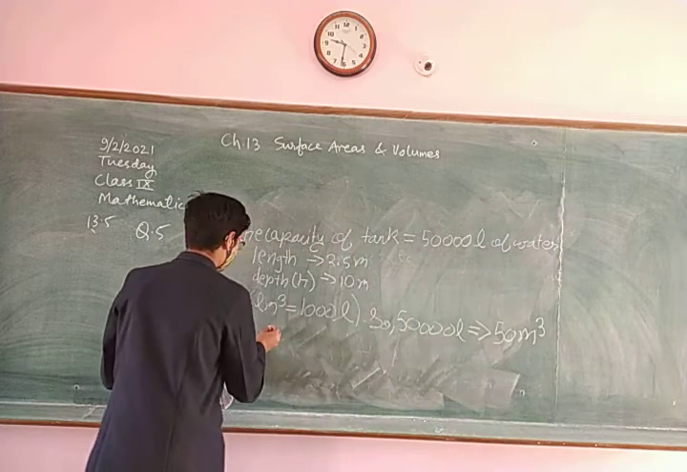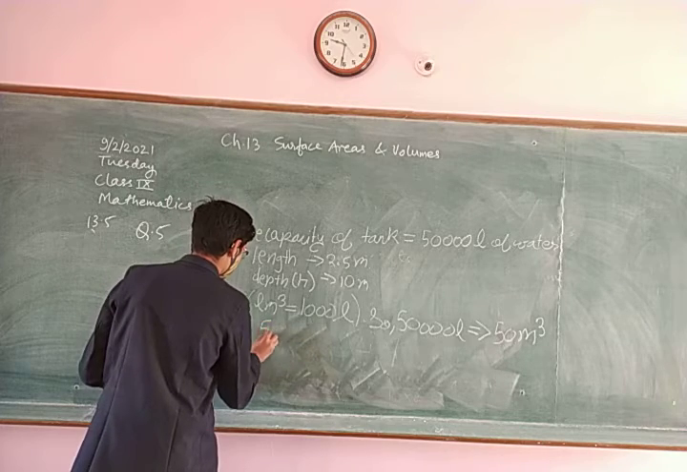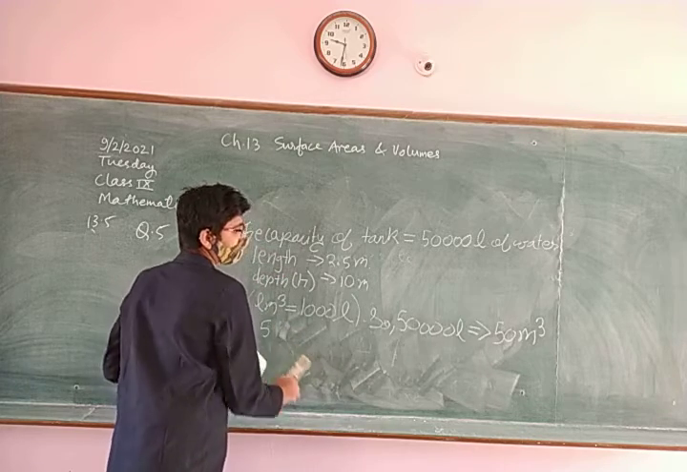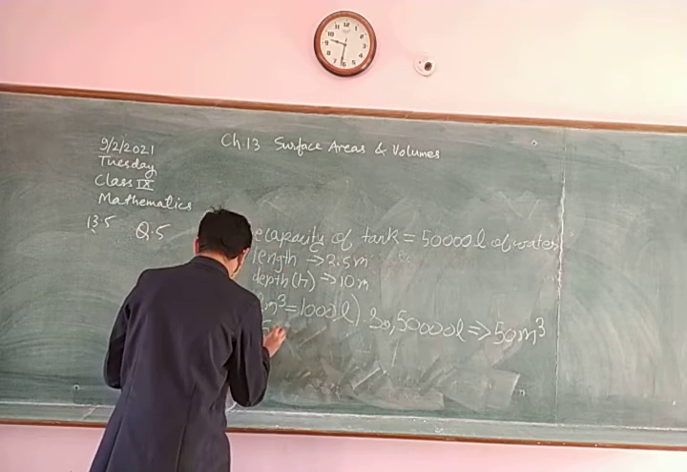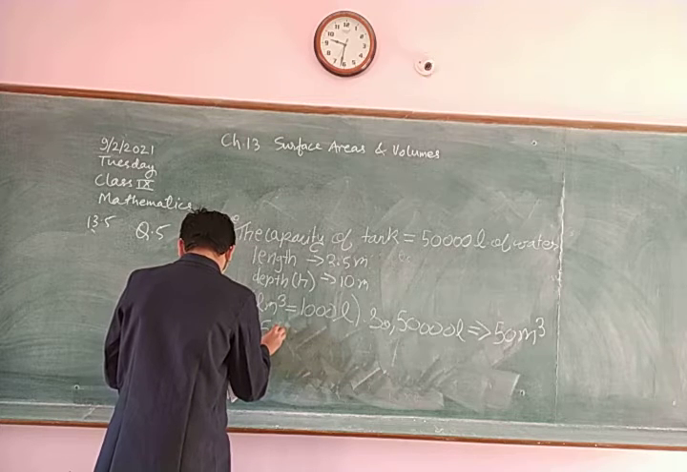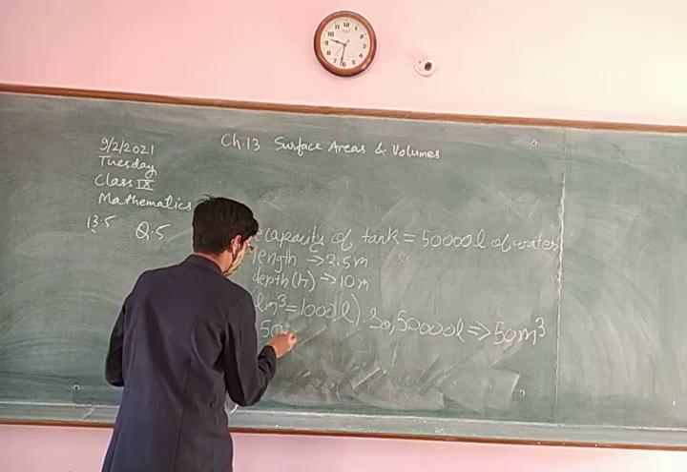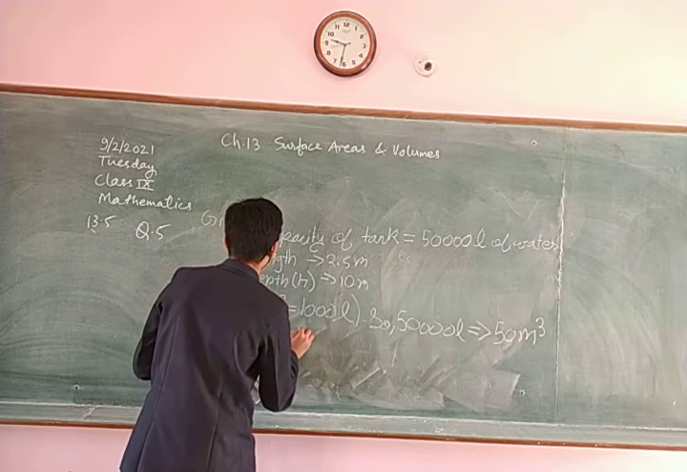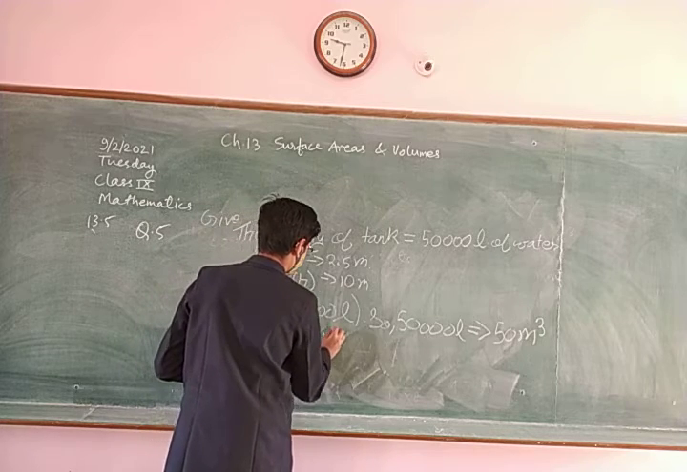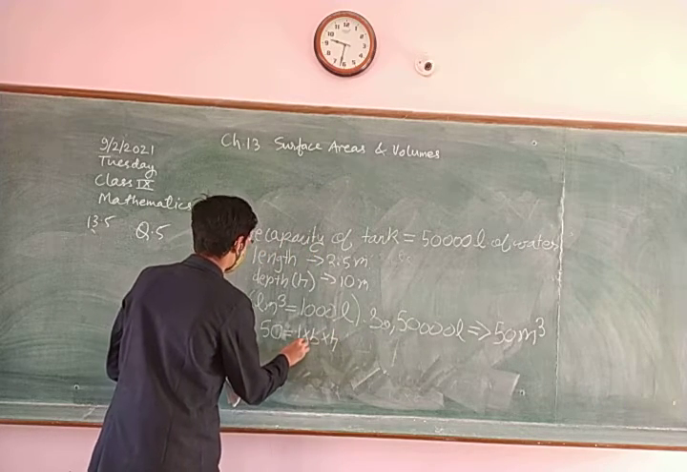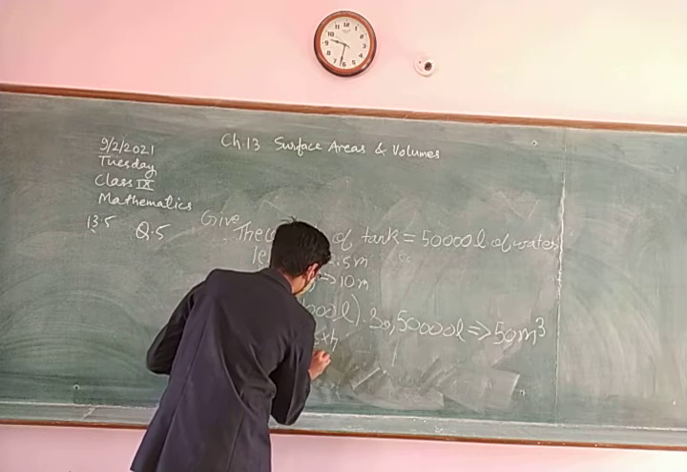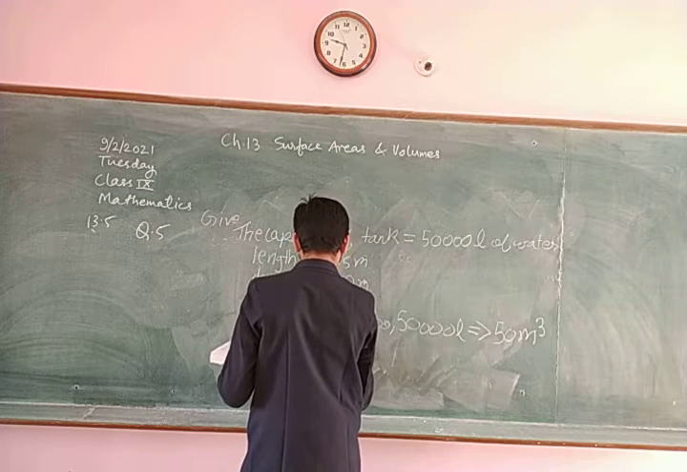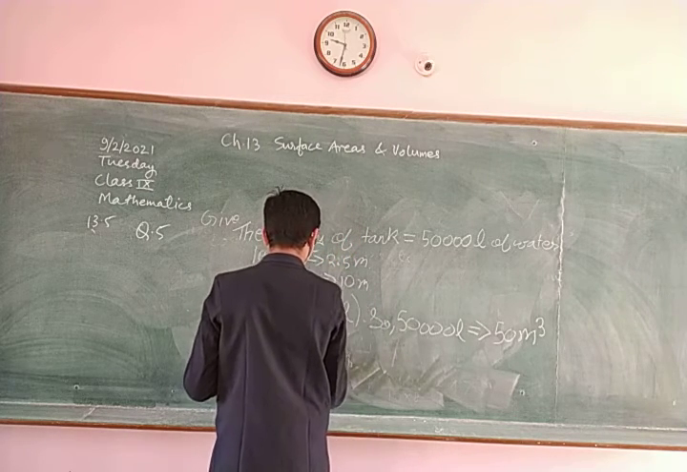Okay, you have given the volume in liter. So either you first convert the liter into cubic meter or you convert the volume of the tank into liter. Better you convert the liter into cubic meter. 1 cubic meter is equal to 1000 liter. So 50,000 liter means 50,000 upon 1000 cubic meter. Okay, it means 50 cubic meter is the volume.